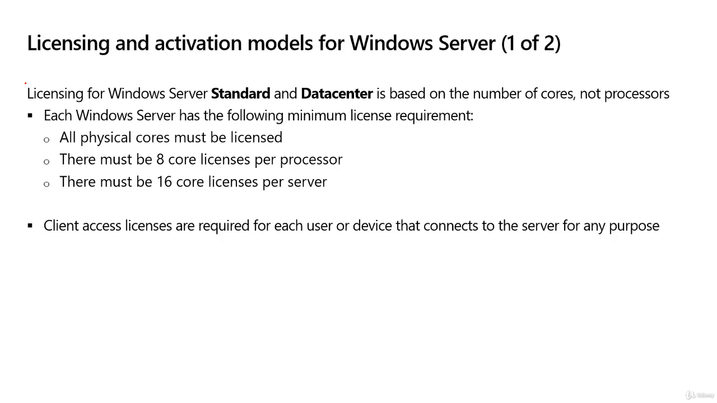In addition to the servicing channels, Windows also has to be licensed, and all operating systems, and actually all Microsoft products now, require activation. Licensing for the standard or data center server is based on the number of cores, not just the number of processors in your server. So with this, a physical core must be licensed. So every core in your server must be licensed. There must be 8 core licenses per processor, and there must be 16 core licenses per server.